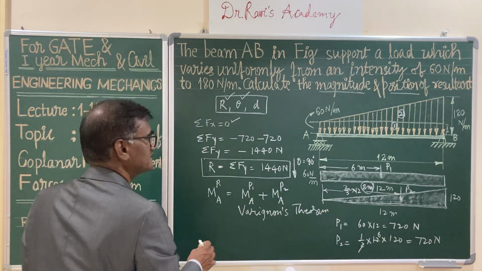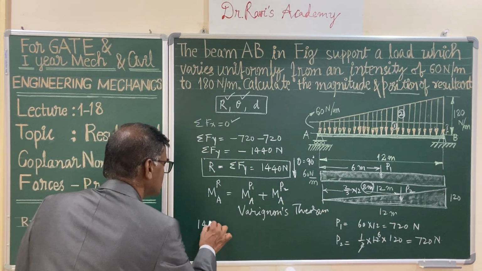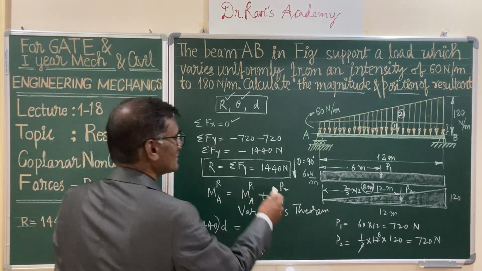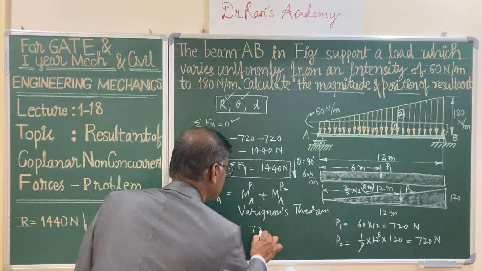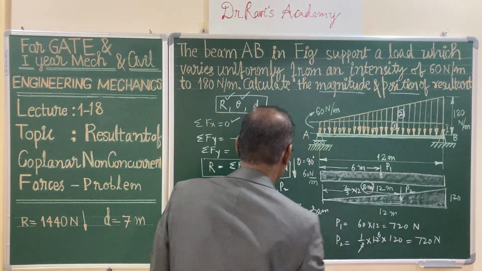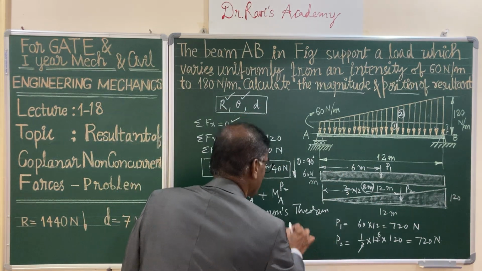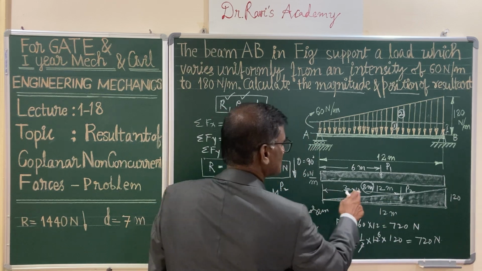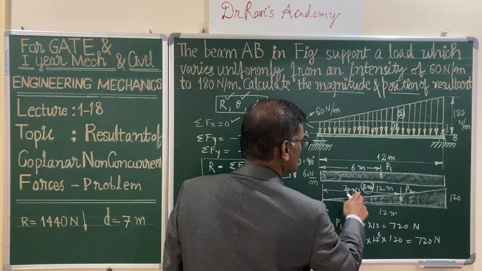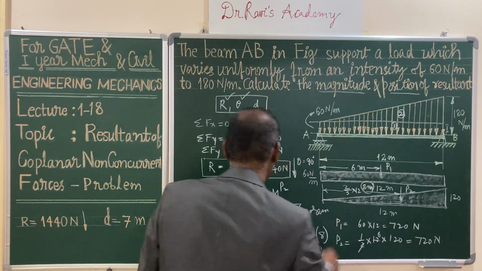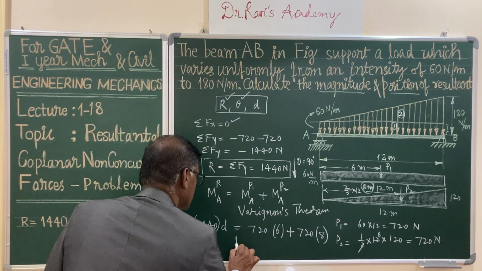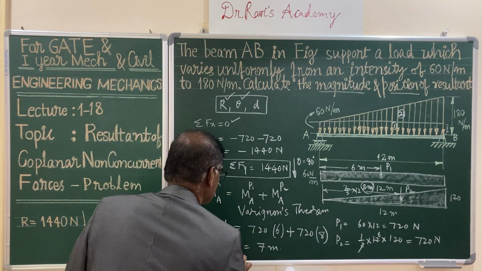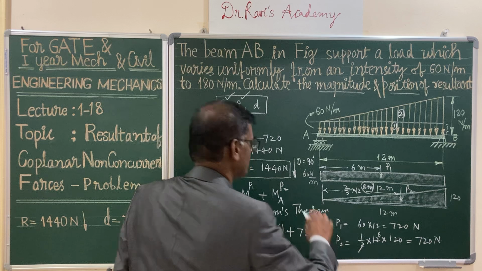It is 1440, the resultant magnitude, at a distance d, equal to P1, that is 720, at a distance of 6 meters, plus again 720 at a distance of 2/3 of 12, that is 8 meters. Of course, only d is unknown, and you are going to get this value as 7 meters.